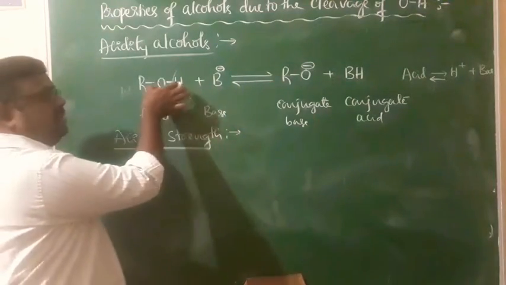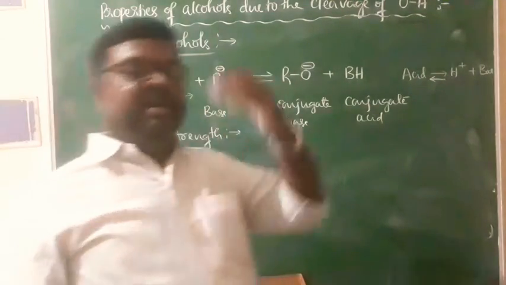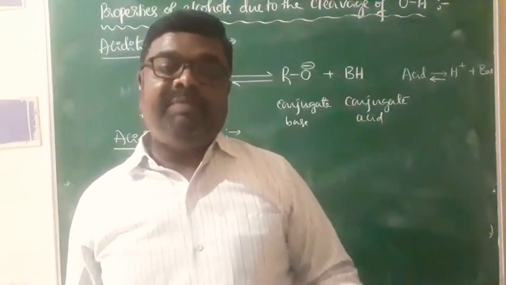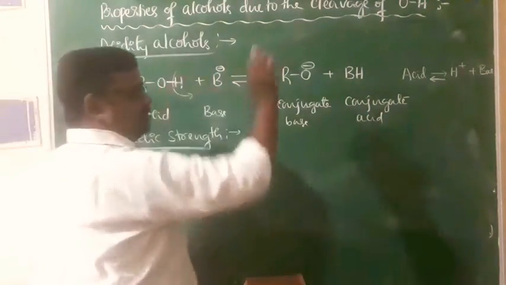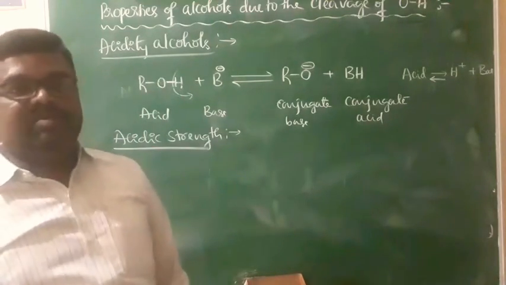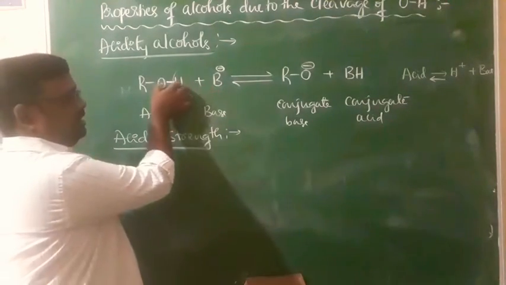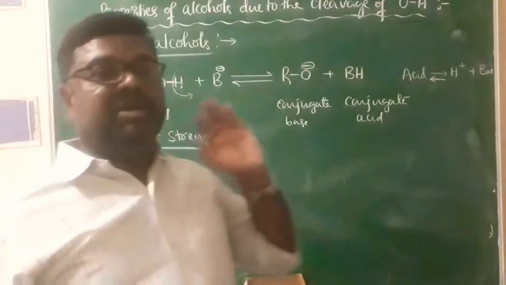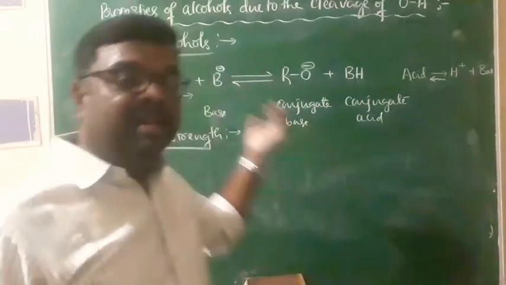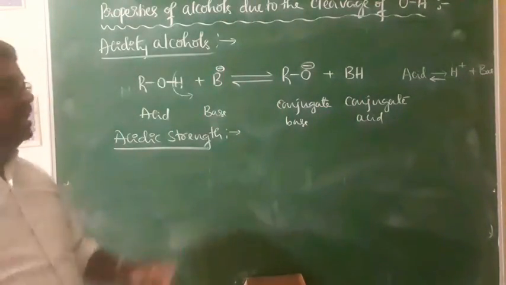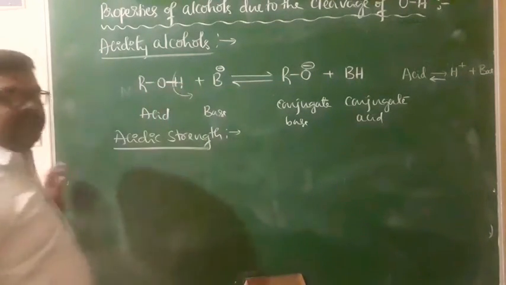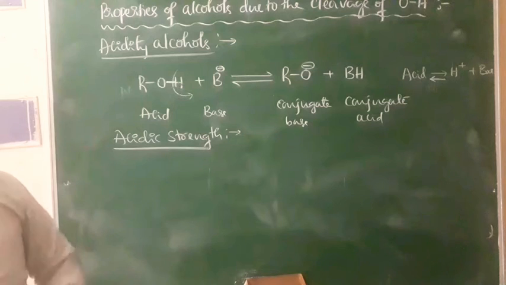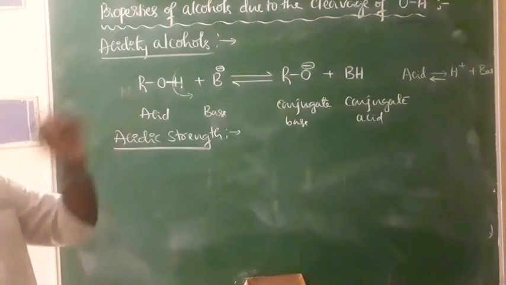If the OH bond is weak, what happens? The ability of releasing H plus is more. That means acidic strength is more. If the bond is weak, it easily gives H plus, so acidic strength is more. If the bond is strong, what happens? It is difficult for that molecule to give H plus ion. Therefore, acidic strength is less. And the strength of the OH bond will be decided by the electron density between O and H.